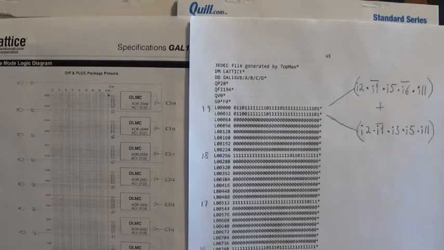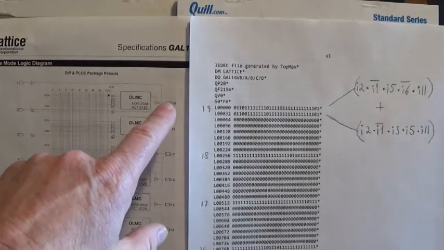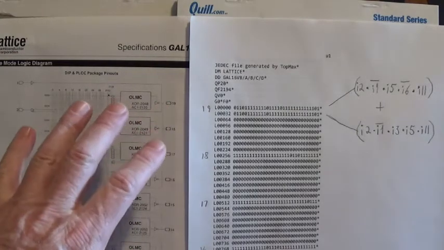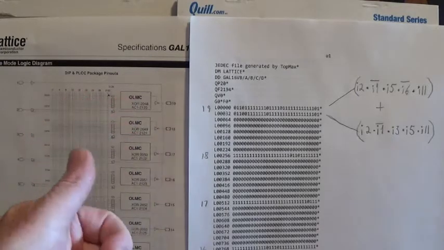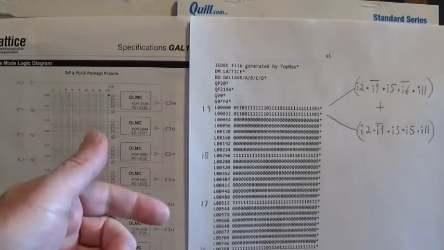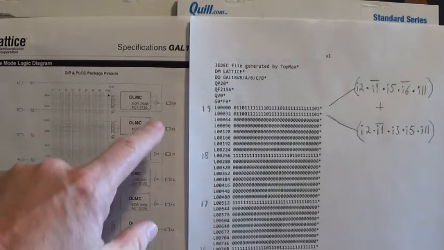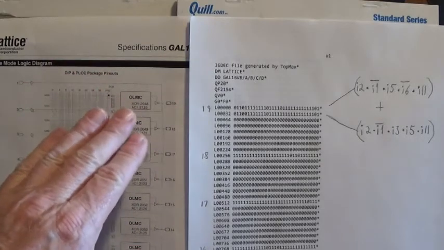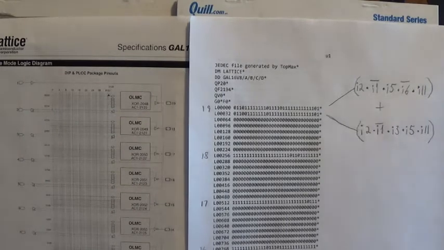Now the next video, I'm going to show you how to determine the configuration of that GAL, whether it be registered outputs, complex outputs, or simple outputs, and whether these outputs will be active high or active low. I'll do that video tomorrow.